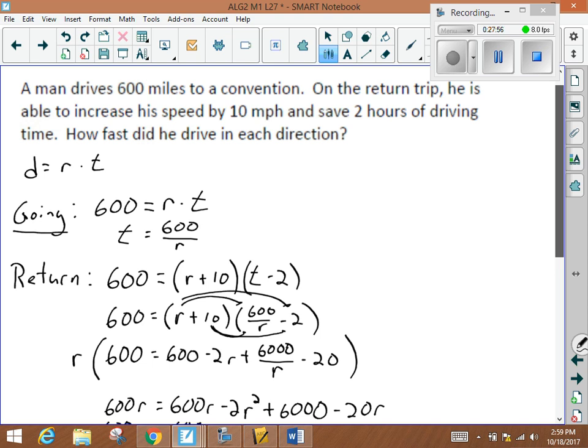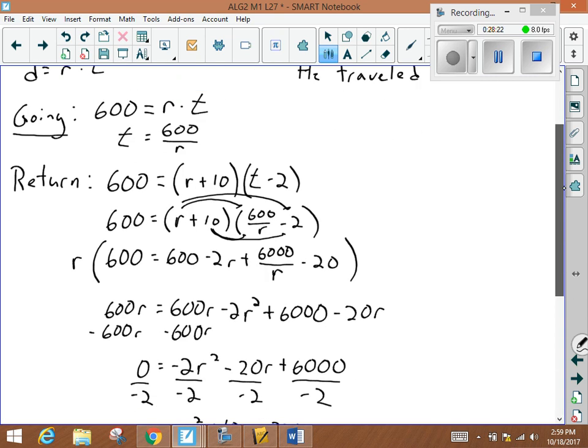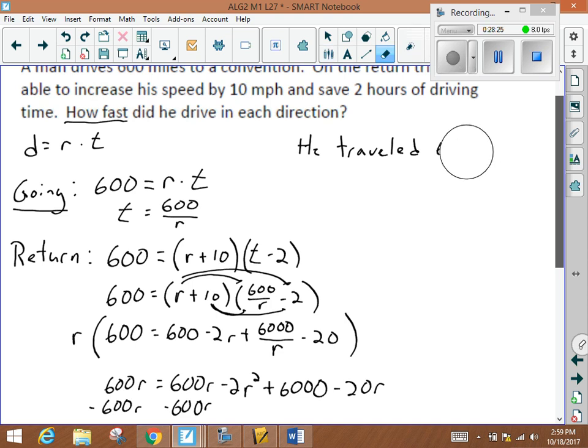I believe actually that we have answered this question. We could solve for t as well if we wanted to, but we were asked for how fast, and we have done it. So he traveled 60 miles per hour. We decided that was 50. I apologize. He traveled 50 miles per hour going to the convention.